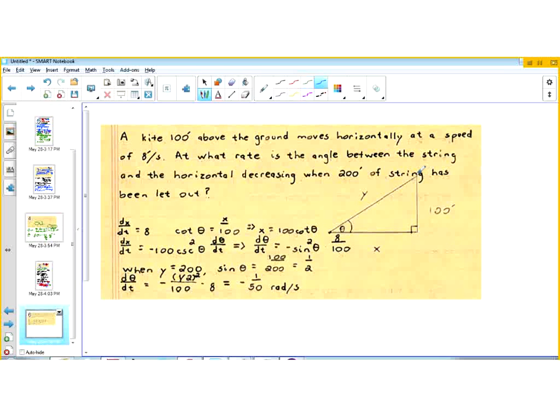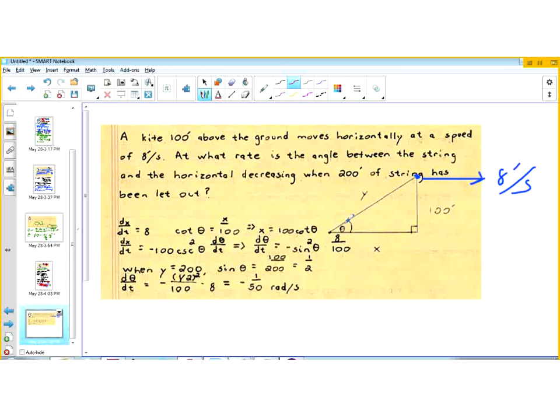Okay, so in this case, we have a kite 100 feet above the ground. So here's your kite, right here in blue, 100 feet above the ground, and it moves horizontally at a speed of 8 feet per second. So it's moving in this direction, perhaps, at 8 feet per second. Okay, at what rate is the angle between the string and the horizontal decreasing when 200 feet of string has been let out? Okay, all right, so you want to find the rate of change of this angle.